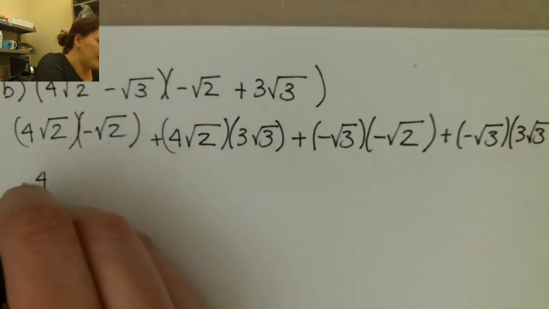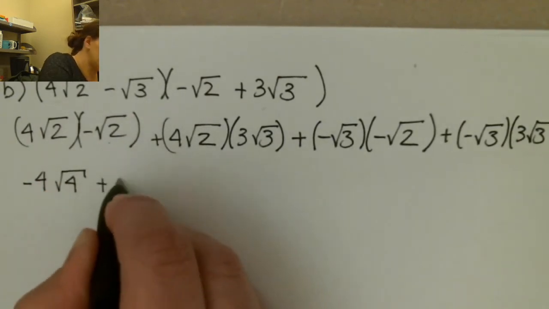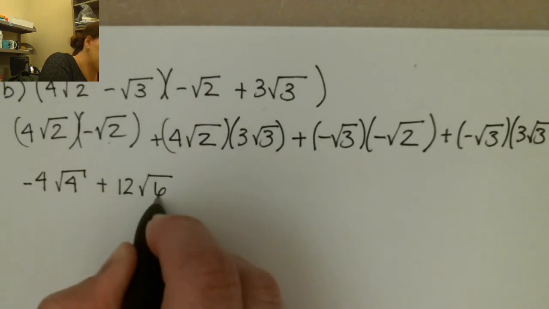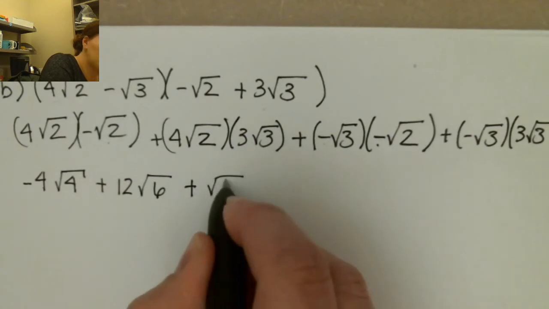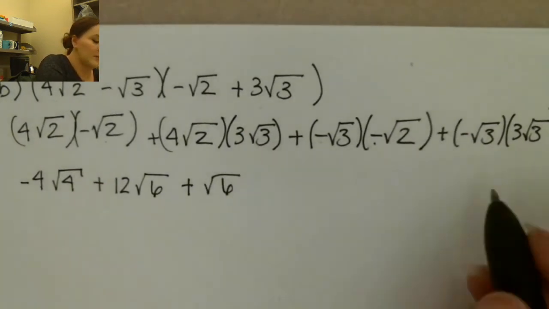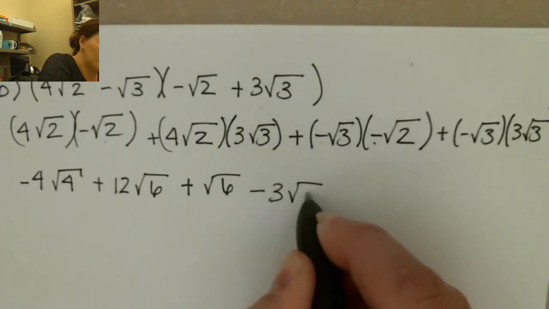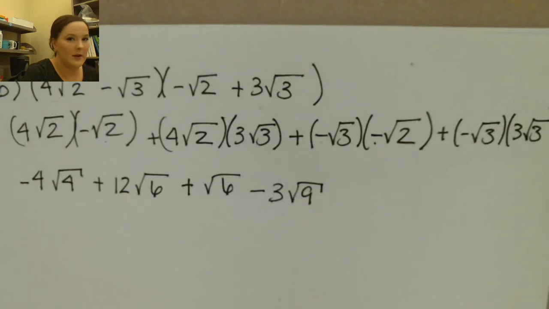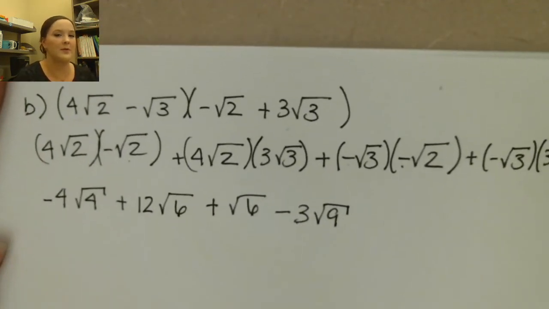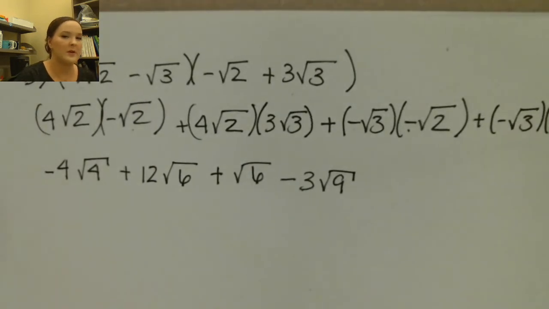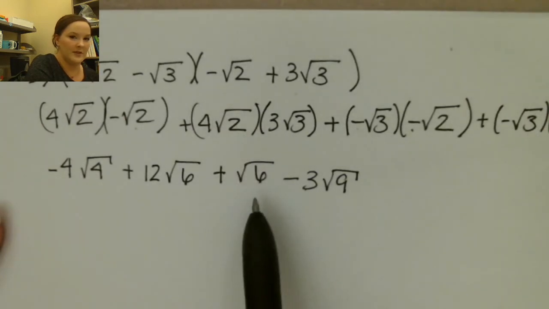So we'll have negative 4 root 4, plus 12 root 6. Minus times minus is plus, so we'll have plus root 6. And then my last term, I'm going to have negative 3 root 9. Now you don't really need to write out this middle step if you're comfortable with this. That was just to explain where each of these terms is coming from. But if you're comfortable, just go straight from the question to this step here.